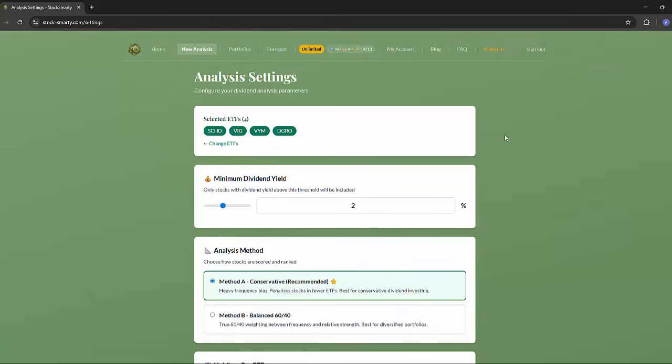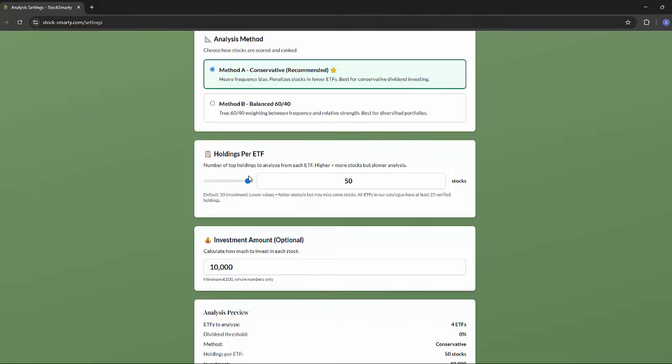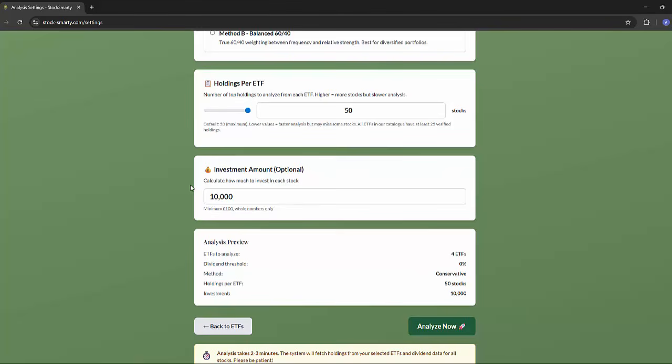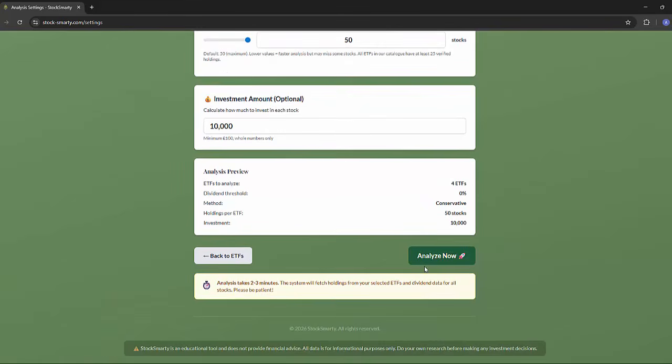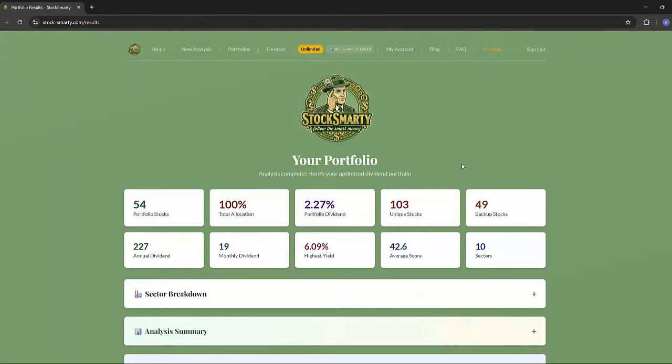DGRO. We go continue. So in terms of my dividend yield threshold, I'm going to lower that all the way to 0. I want to see all stocks that are in the various ETFs and where the overlap is. My analysis, I'm going to keep it method A. I want to look at the top 50 stocks within those ETFs, and for now I'm going to assume a £10,000 investment amount. So I click analyze, and then after a few seconds we should see the results of the analysis.